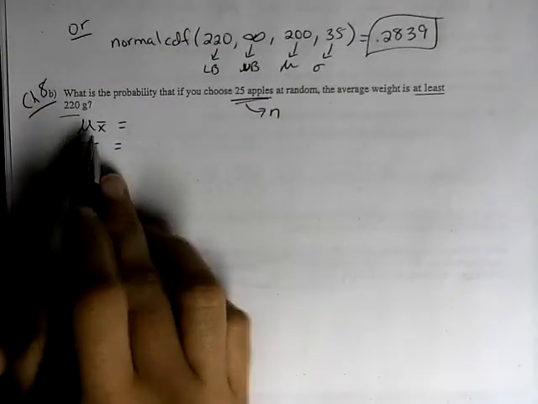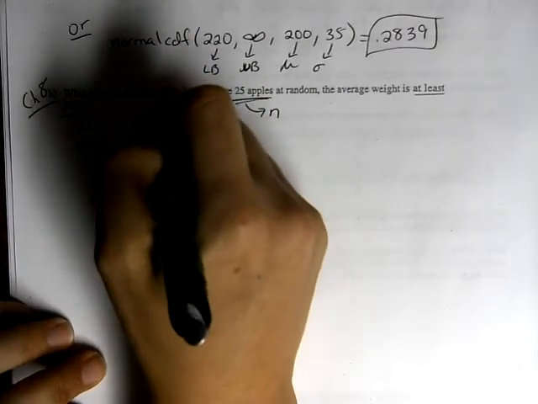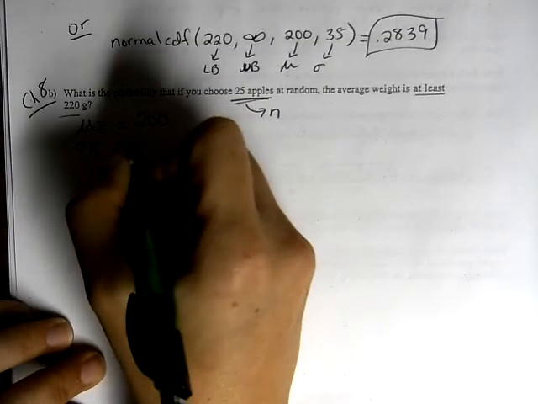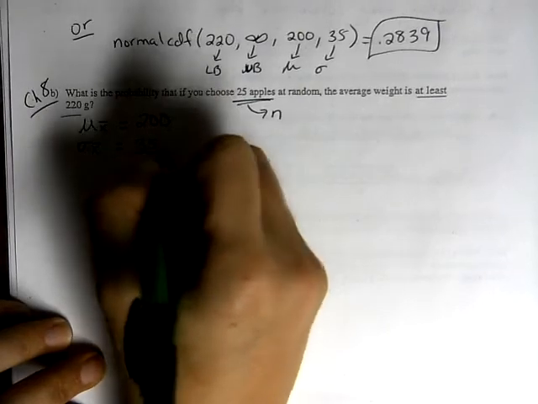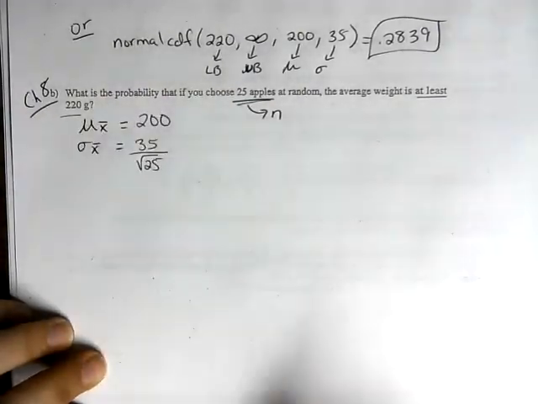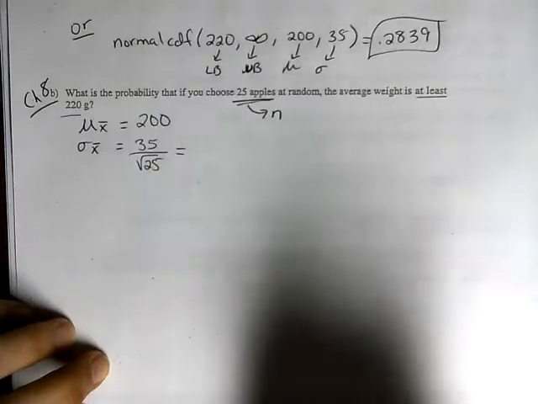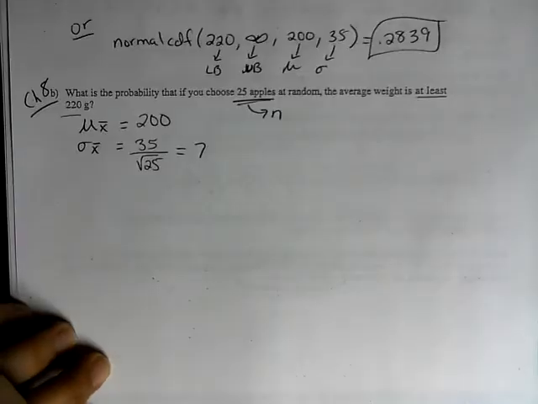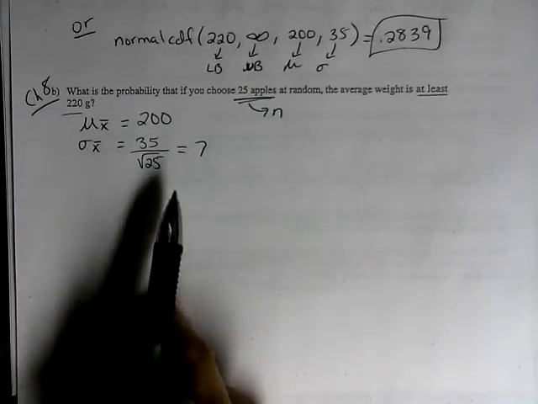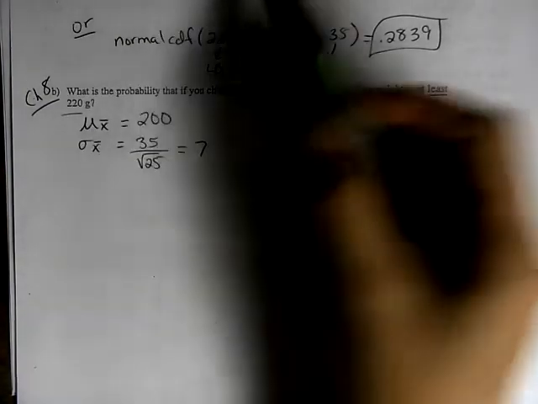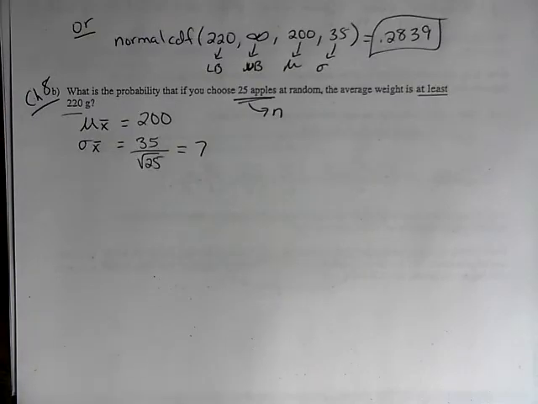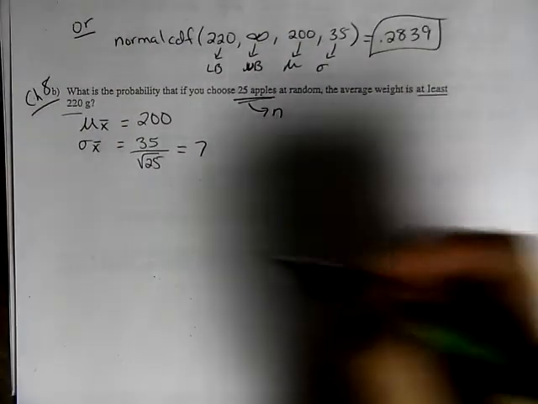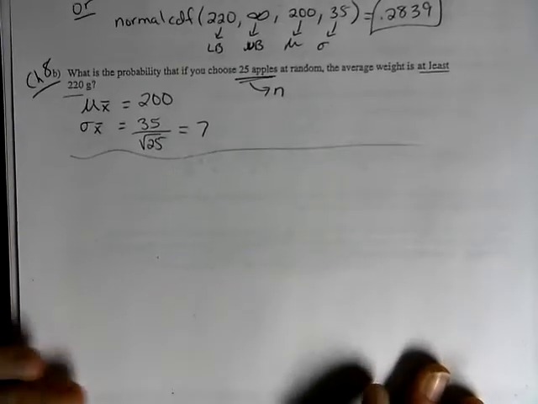So again, the mean stays the same. If it's 200 grams to begin with, it's going to stay 200 grams. But the standard deviation is going to be 35 divided by the square root of 25. Okay, so 35 divided by 5. So our new standard deviation is 7. And we'll talk about tomorrow why you'll notice the standard deviation gets smaller. Today I just want to show you the difference between a Chapter 7 question, Chapter 8 question. So it's kind of set up the same.